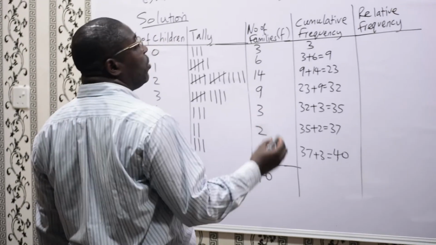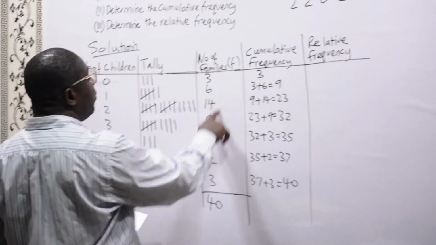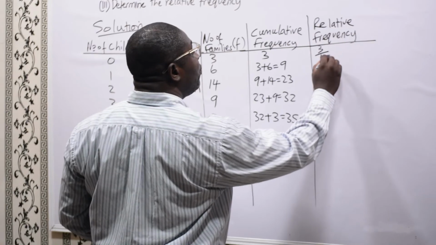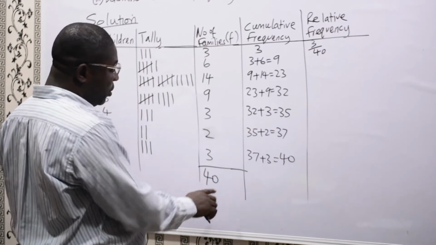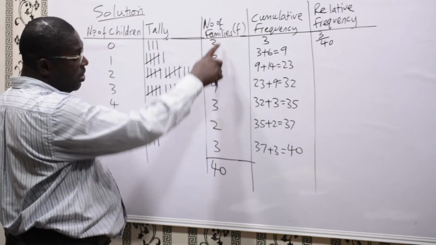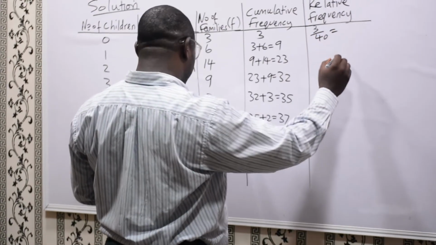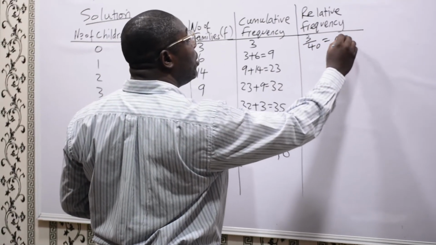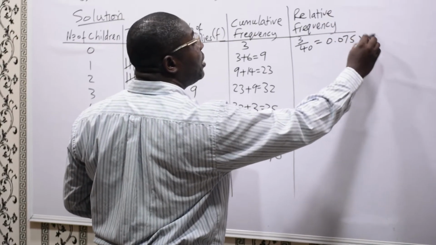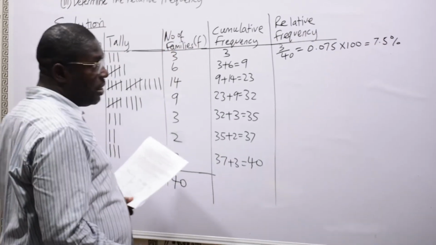So we're going to calculate that very quickly on our table so you can follow. So the first frequency here is 3. So we have 3 divided by 40. Where are we getting 40 from? 40 is from here, from the total frequency. So 3 divided by 40 will give us 0.075. You can then multiply by 100, and that will give us 7.5%. That's for the first one.